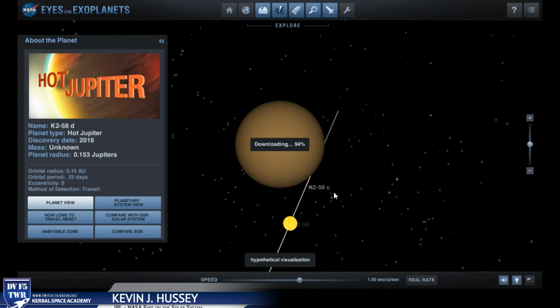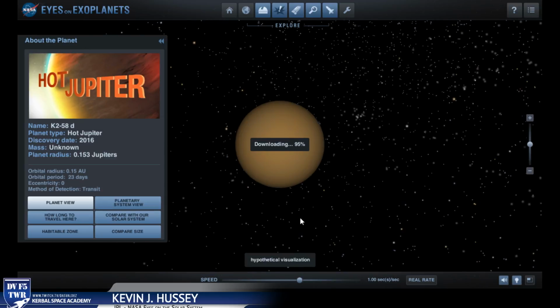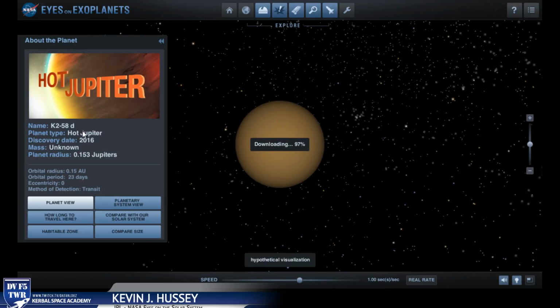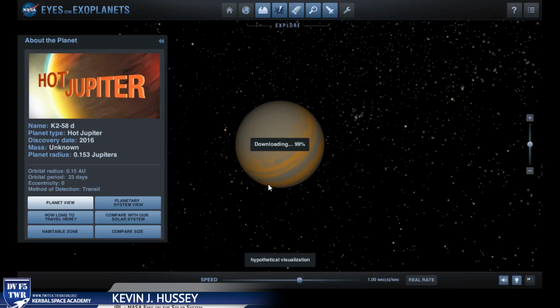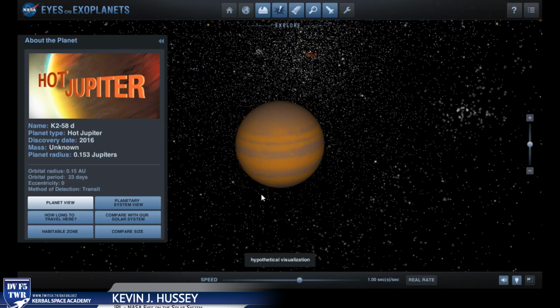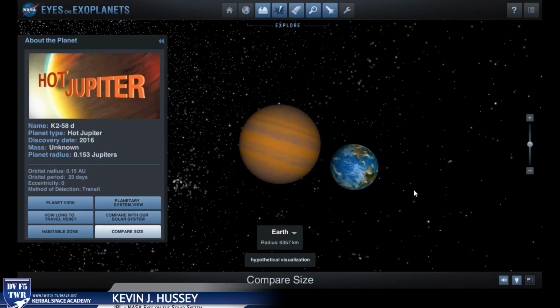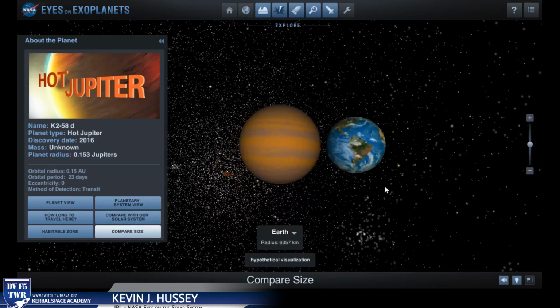And of course, all we can do is an artist concept, because we can't visually image them or anything. So these are all sort of imagination based on the information. But the data here is as accurate as we have. Look how small it is. So let's compare this. This would be another Earth size, or a little bigger than Earth. But it's a hot Jupiter.